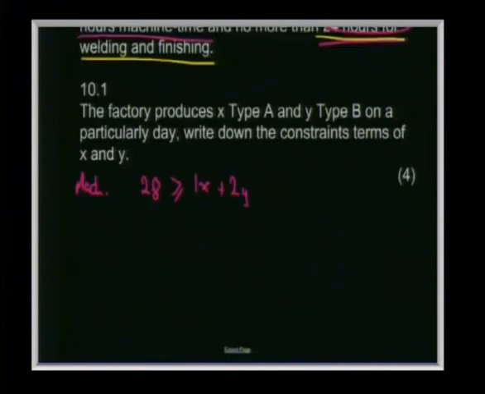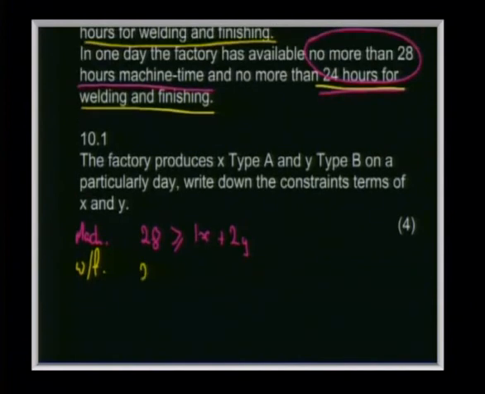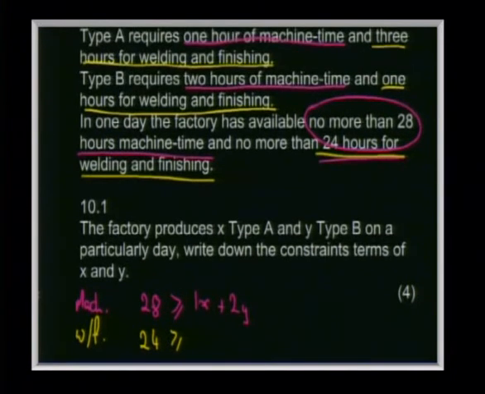Let's move on to the welding and finishing. Well, welding and finishing, they say that we have a maximum of 24 hours. And going back to the question here, sorry, it takes 3 hours of welding and finishing for type A's. Type B, it's 1 hour for welding and finishing. And there we go. Those are the only constraints that we have to worry about.